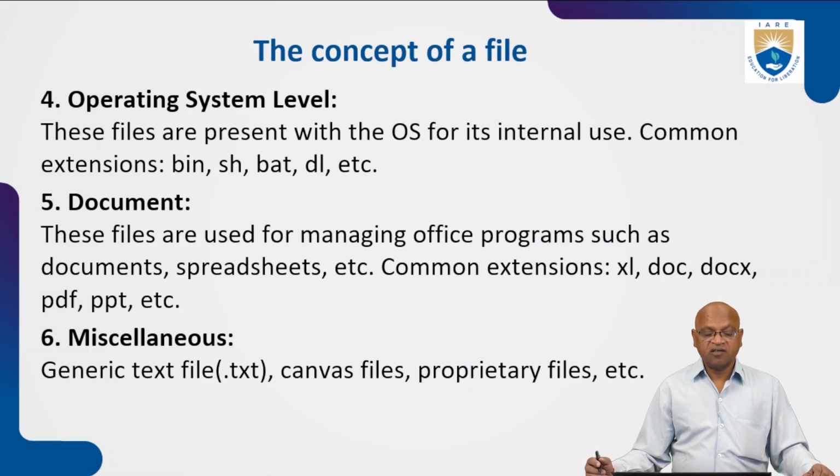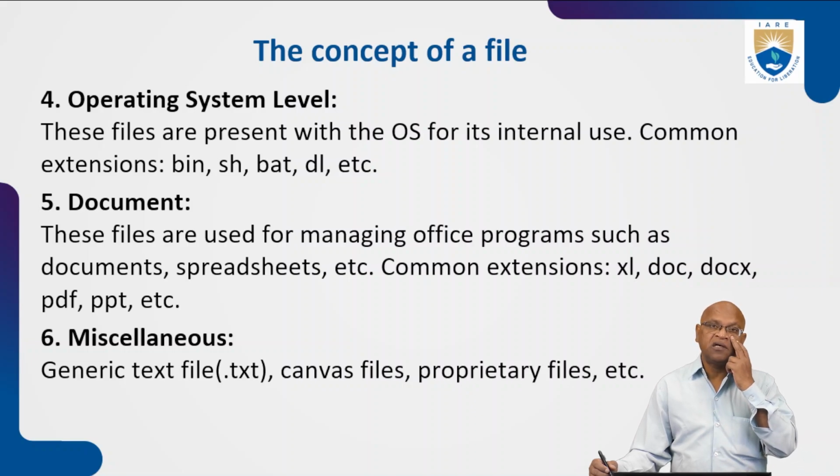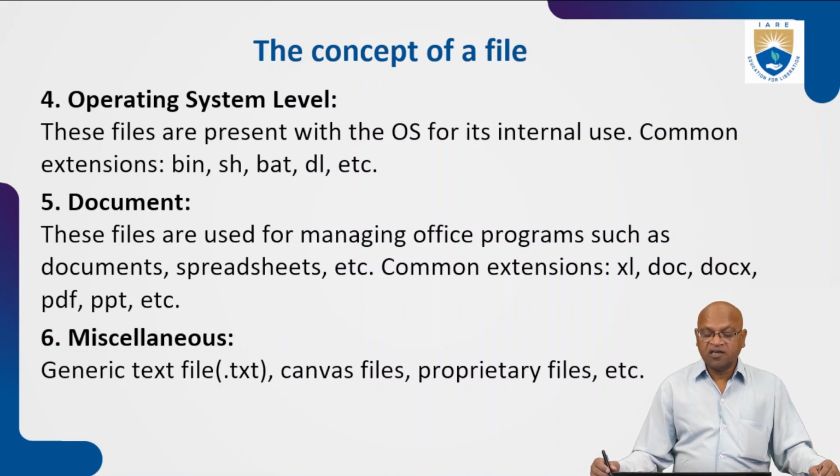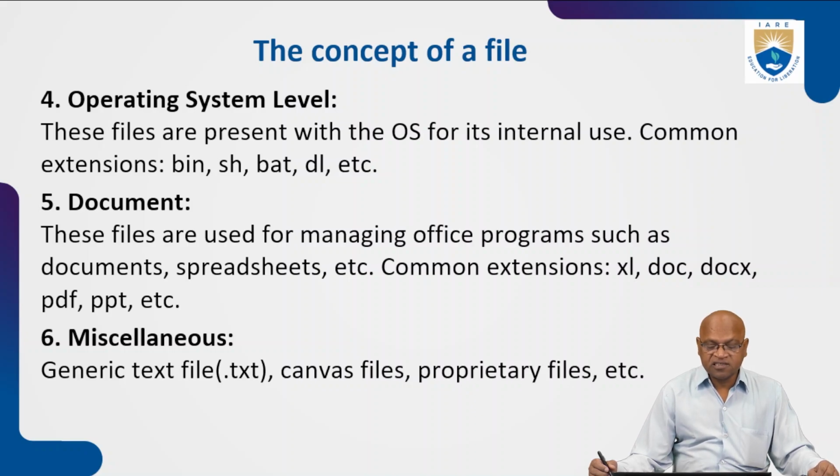Next, operating system level files and documents, miscellaneous, everything. The operating system level files are .exe files and shell files. These files are present with the OS for its internal use. Common extensions are bin files, shell files, batch files, dynamic link libraries, etc. Then documents. These files are used for managing document operations, such as doc, Excel, docx, PDF, PPT, etc. These are document type extensions. Miscellaneous covers generic text files like .txt, canvas files, proprietary files, etc.